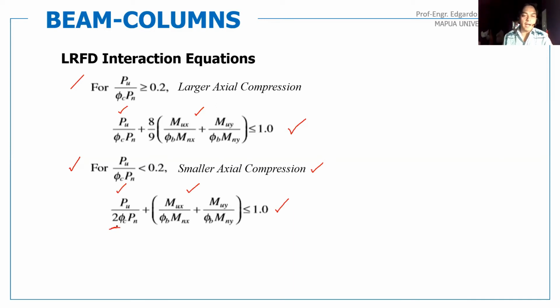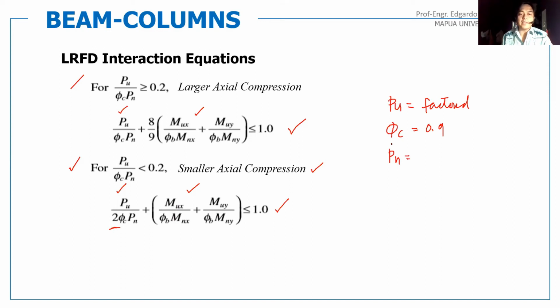So the equation becomes Pu over 2 phi Pn plus Mux over phi Mnx plus Muy over phi Mny. Okay, so again, Pu is the ultimate or the factored axial compressive force in the member. So this should be factored. Now, phi sub c is the resistance factor for compression, which is 0.9. And yung Pn is the nominal compressive strength.